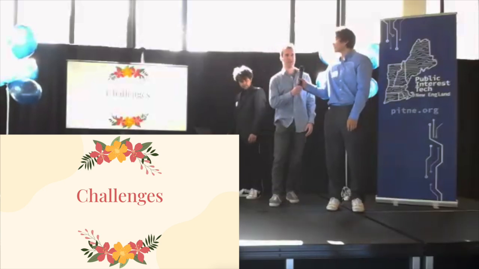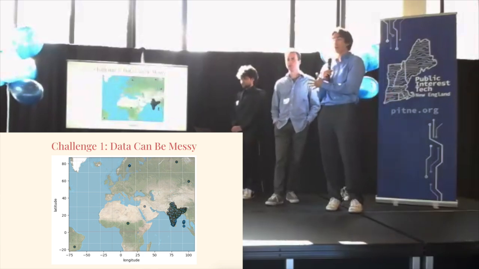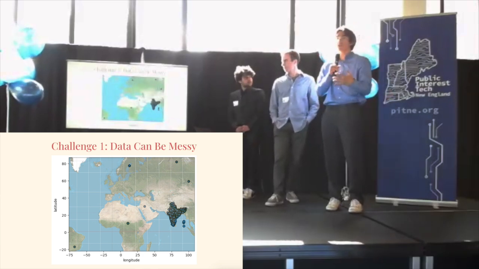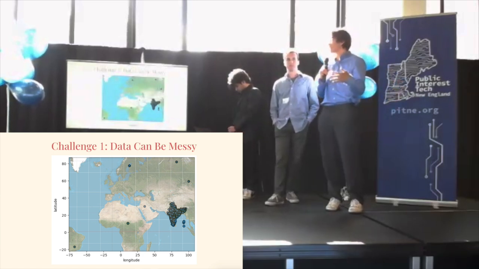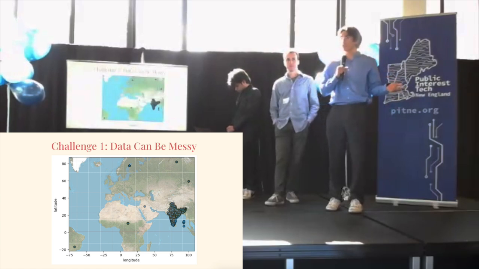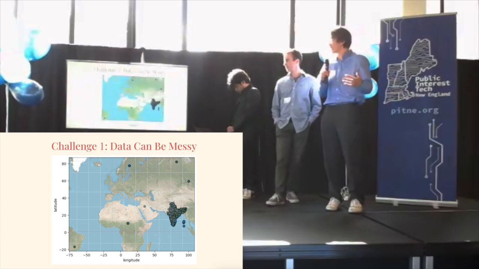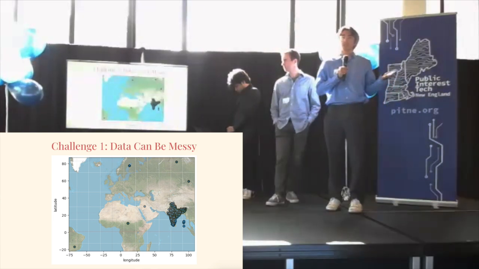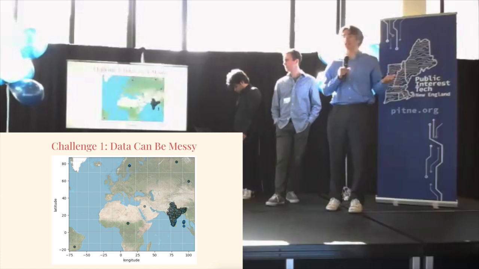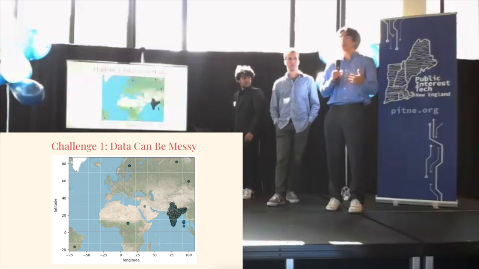Now moving on to some of the challenges. Our first challenge is that data can be messy. All these blue points are observations that were submitted by citizens. As we mentioned earlier, our project is based in India, so all the observations should be from India, but we did have some weird observations coming from Central Africa, the Middle East, and Russia. We had to deal with a lot of things like this in our data process.